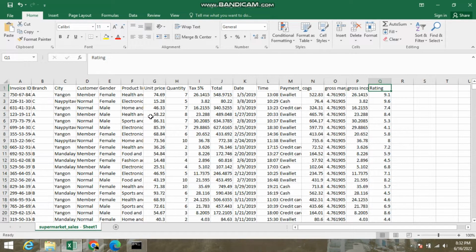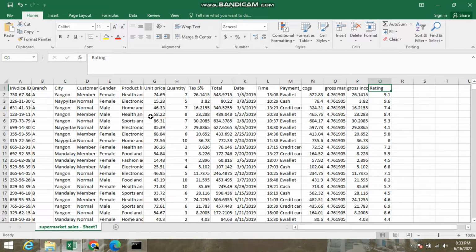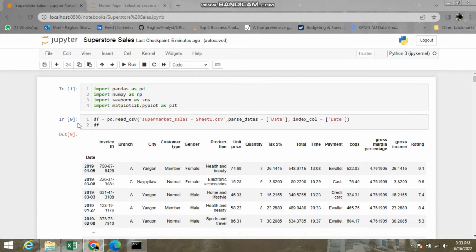It's around 1,000 rows, if I believe. Yes, it is a 1,000-row data set. So today we'll be performing exploratory data analysis, that is EDA, on this data set, and further on we'll see how we can find insights from it. For this, I've opened my Jupyter notebook to perform the various analyses on the data set. First of all, I need pandas.